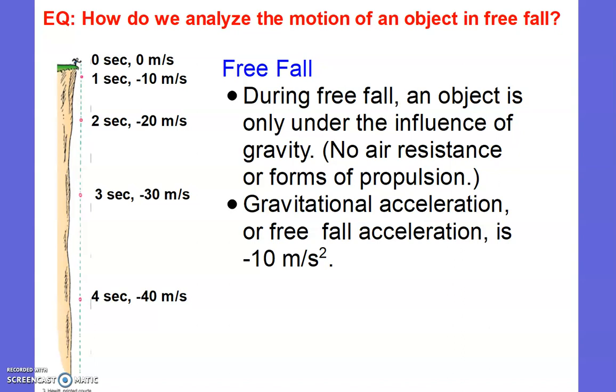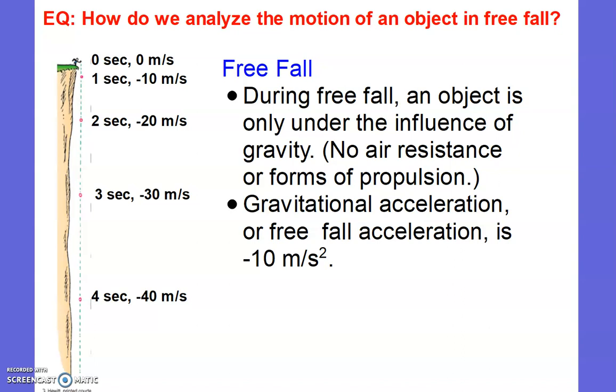This means we are not talking about airplanes because they have engines. We are not talking about birds because they can flap their wings and have other forms of propulsion. We are not talking about parachutes because they have a lot of air resistance. We're not talking about pieces of paper or feathers because they have lots of air resistance. Instead, we're talking about things like footballs and baseballs, dropping different rocks and things like that.